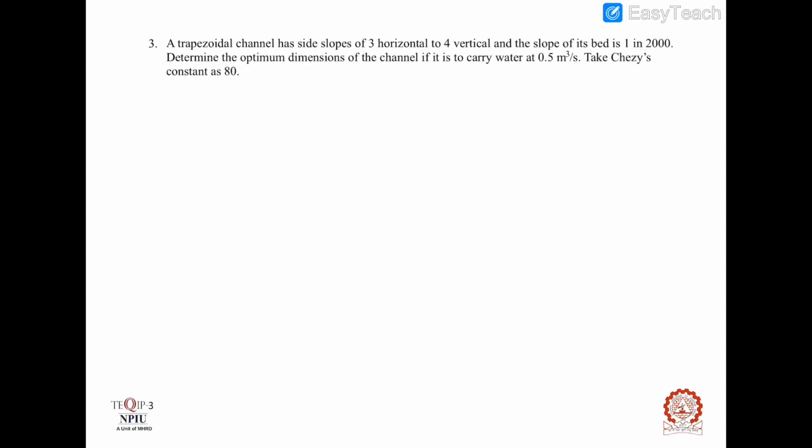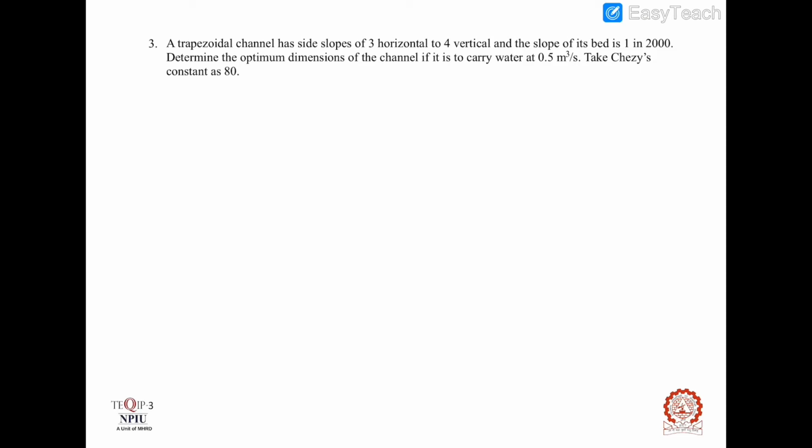Let's see another problem. A trapezoidal channel has side slopes of 3 horizontal to 4 vertical and the slope of its bed is 1 in 2000. Determine the optimum dimensions of the channel if it is to carry water at 0.5 meter cube per second. Take Chezy's constant as 80.